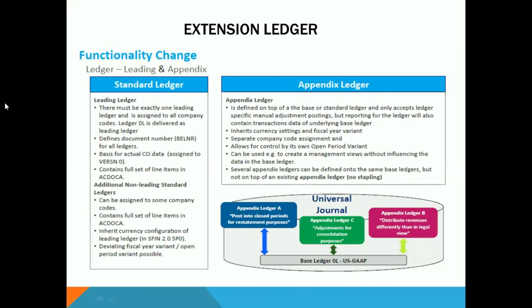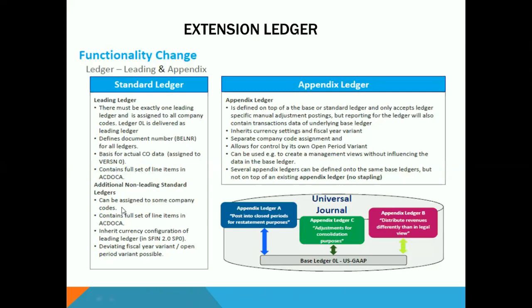It defines the document number. Whenever you're posting any document to the leading ledger, document numbers are going to be generated. It is the basis for actuals and contains the full set of line items in the ACDOCA table. That is very clear: every company code should be assigned one leading ledger.